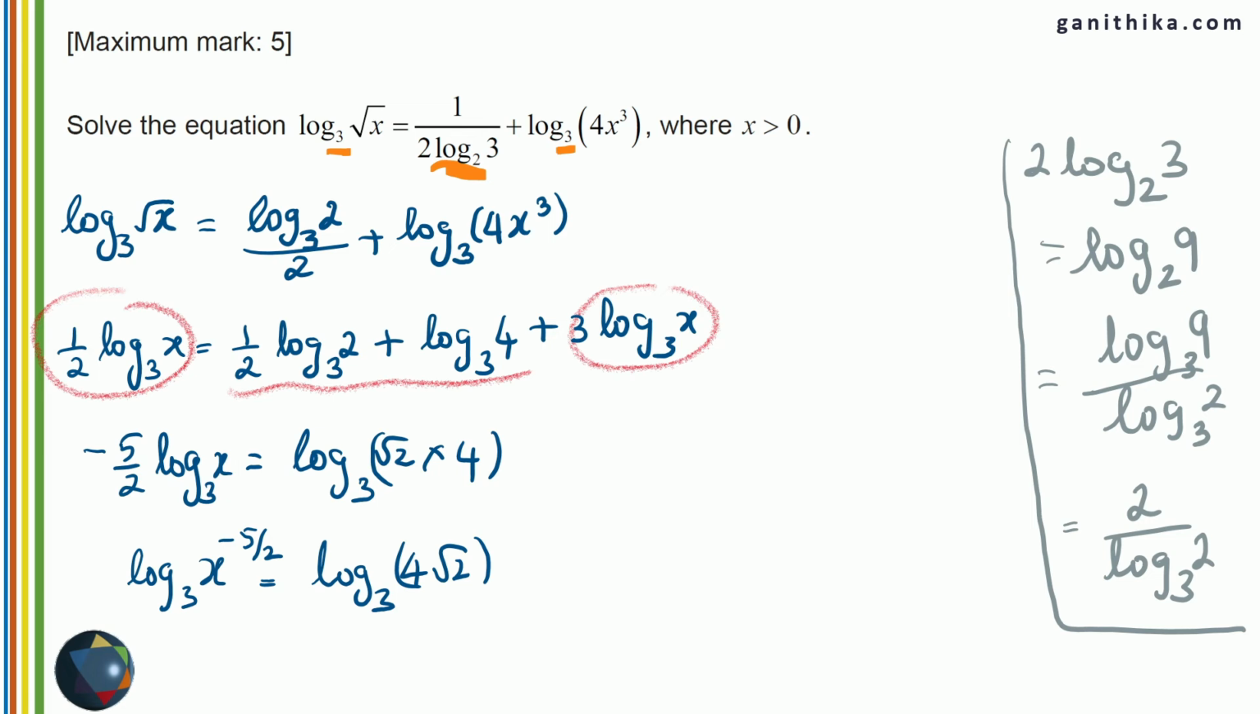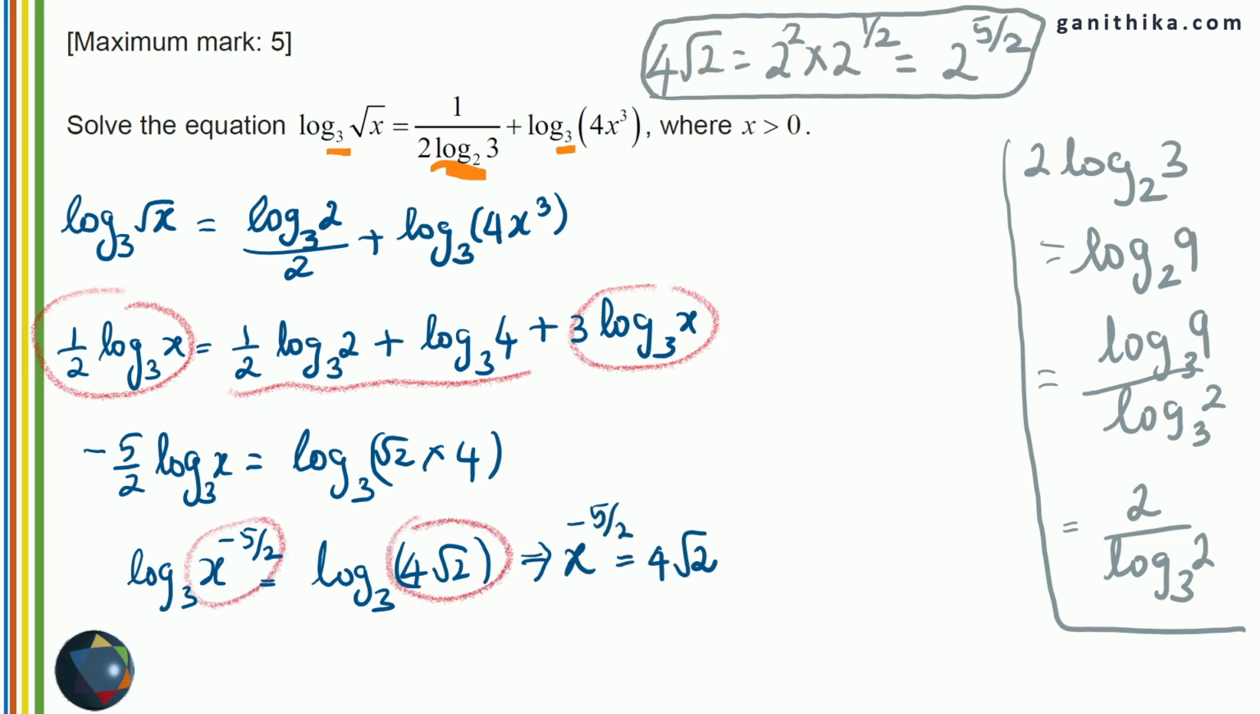Simplifying this, because both of them are base root 3s, this is equal to this. And we have this equation for x. Now what is 4 root 3? It is 2 to the power of 5 over 2 using exponential rules. So I can equate this to this.